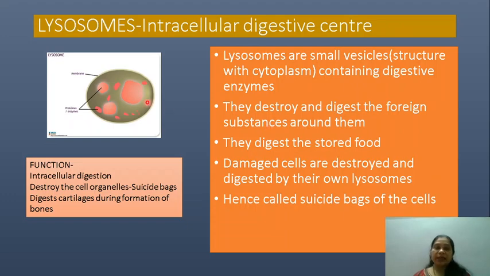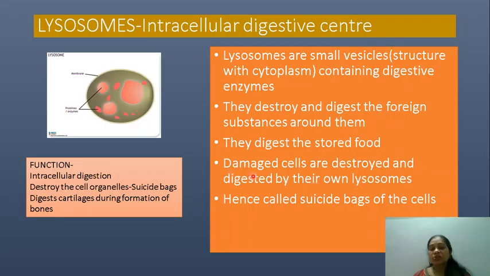You can see they are plain like this, and they have certain substances that are able to digest the dead substances. Once any part, any organelle dies in the cell, this is able to digest it and dispose of it. They digest even the stored food. Damaged cells are destroyed and digested by their own lysosomes.